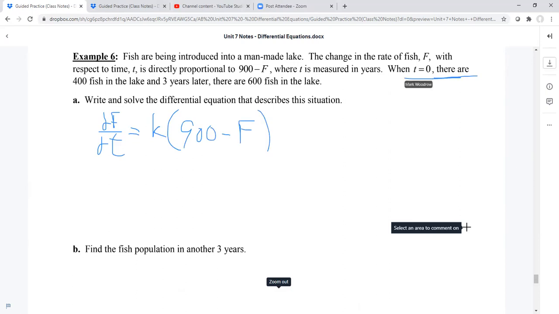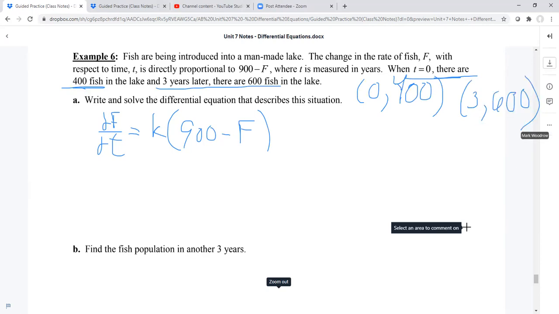At t equals 0, there are 400 fish. So again, what we want to do is, I'm going to write down that point, 0, 400. And then it says 3 years later, there are 600 fish. So when this is 3, there's going to be 600 fish. So the first thing I got to do is, again, solve this thing for df. I get df's on one side, dt's on the other. So again, I'm going to divide each side by the 900 minus f.